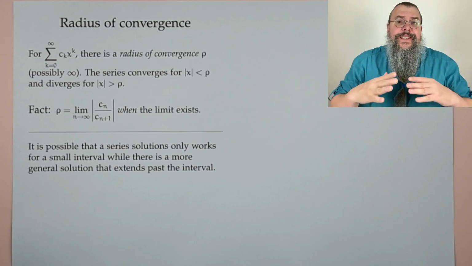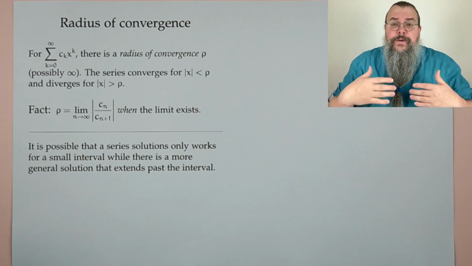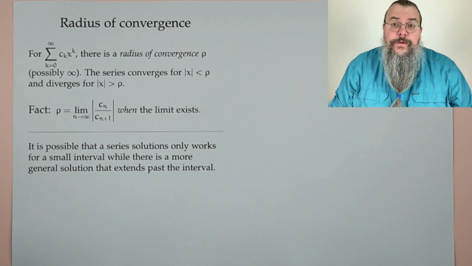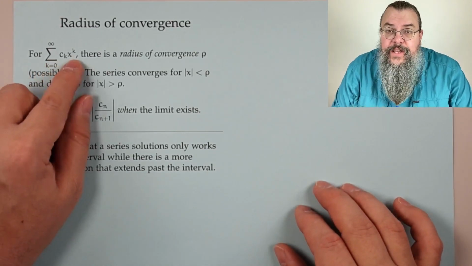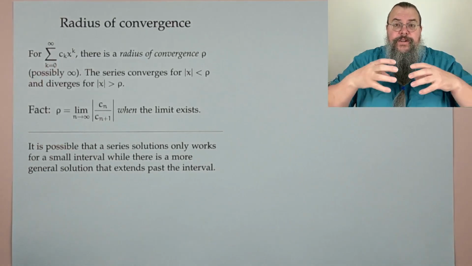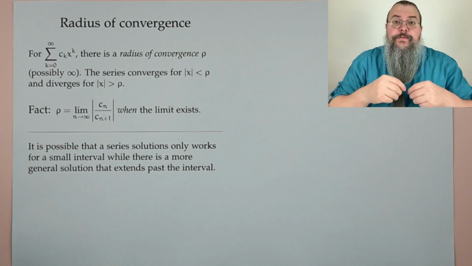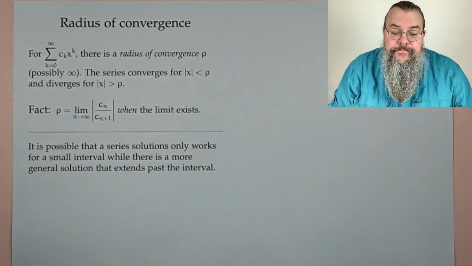But for series, it gets a little bit more delicate. And so we can talk about, well, where does it converge? And it turns out that when we're dealing with series of the form some constants x to the k, there will be what we call a radius of convergence. So in other words, it will converge inside a circle in the complex plane.